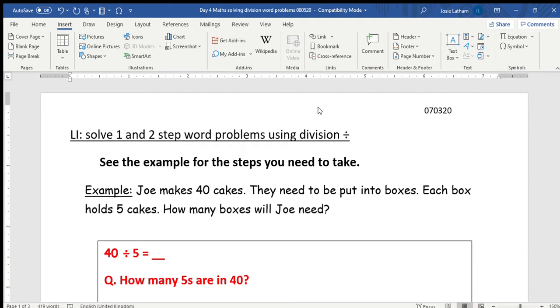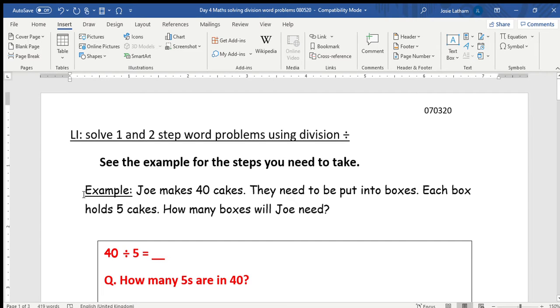Hello everybody, this is our maths worksheet for today. It is to solve 1 and 2 step word problems using division. So I will talk you through the example below and we'll practice it together and then I'll let you have a go by yourself. Here's our example.